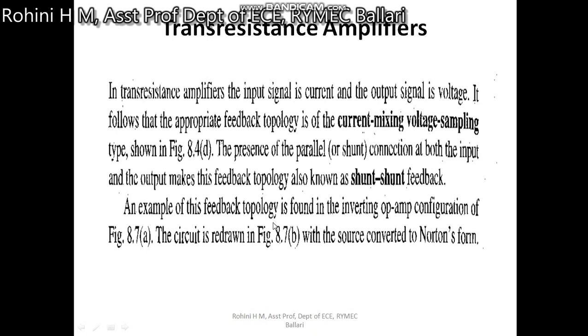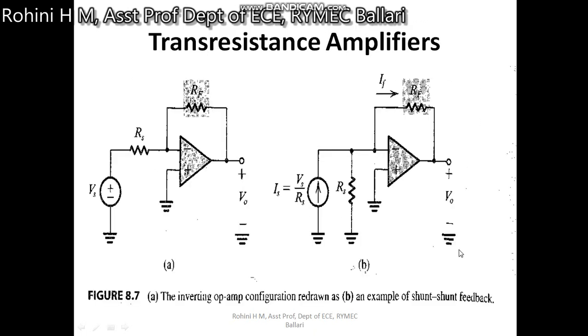As an example of the feedback topology, we are considering the next circuit, the inverting op-amp configuration. The circuit is redrawn in the next figure with the source converted to Norton's form. It is just an example of an inverting amplifier. Why is it inverting? This is the negative terminal, the inverting op-amp. Here we are applying our input signal, and here the feedback resistance is connected.